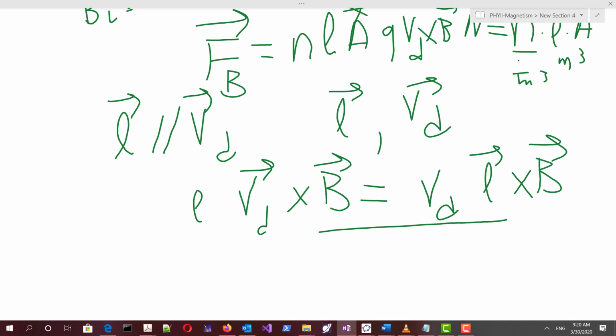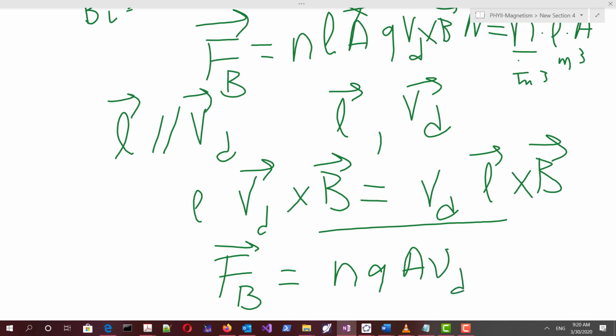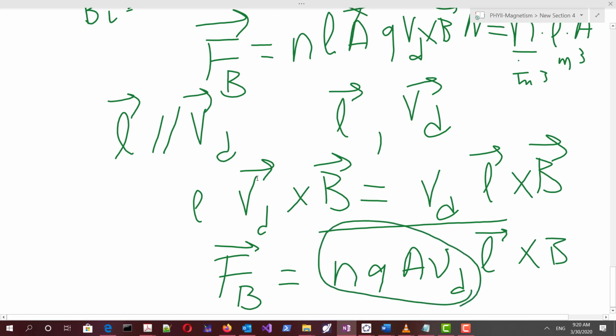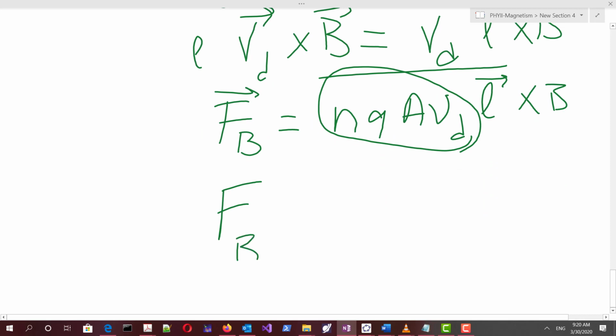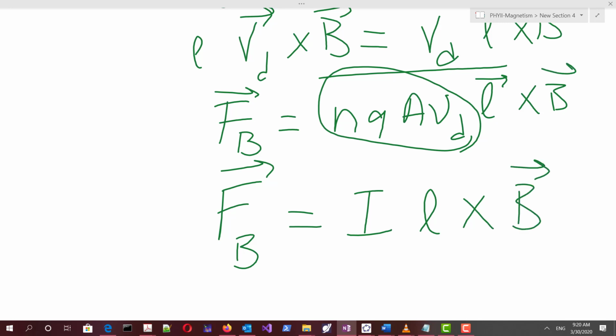Anyway. So then the magnetic force on a wire can be expressed as the following. N, the charge density, or the density of the charge carriers, I should say, times Q times the area A times VD as a scalar times L crossed with B. Well, this is nothing but the current inside the wire. So at the end of the day, the magnetic force on a wire that has a current I running through it is given by this expression, where L is a vector pointing in the direction of the wire, through the wire itself. So this is the length of the wire, okay? And this is B, the magnetic field, and this is where the wire is.